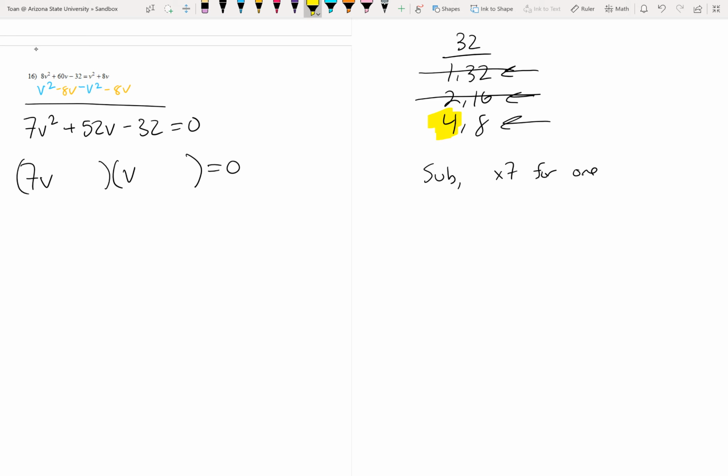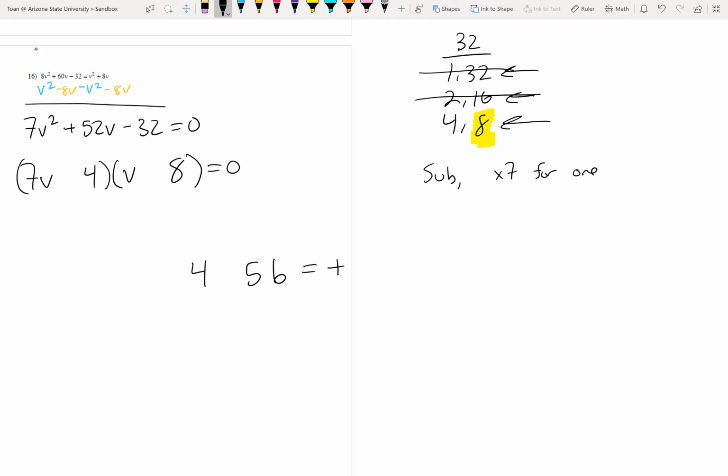7 times 4 is 28. Minus 8 is not enough. So let's try 7 times 8 is 56. Minus 4 gives me the 52. So I know it's 7 times 8. That means the 8 needs to go here in order to get times by 7. And the 4 needs to go here. So the numbers I'm playing with are 4 and 56.